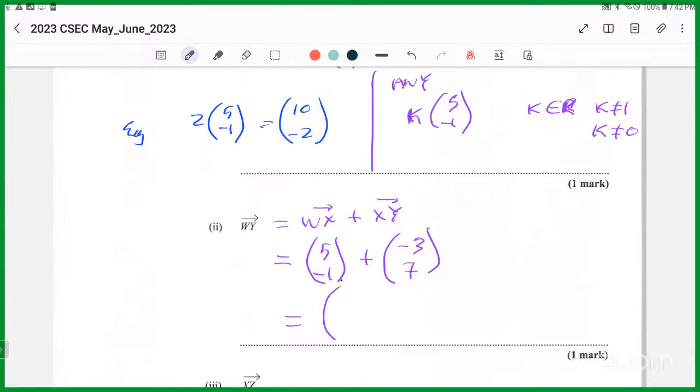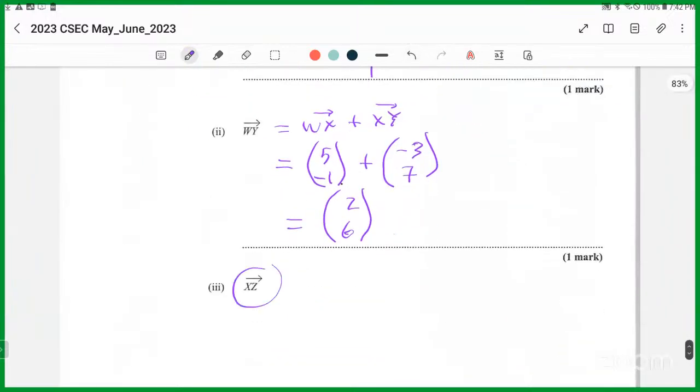That's going to give us the answer. 5 and -1 is 2. -1 and 7 is 6. Then the next one, you go from X to Z.